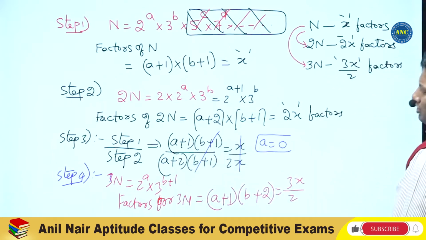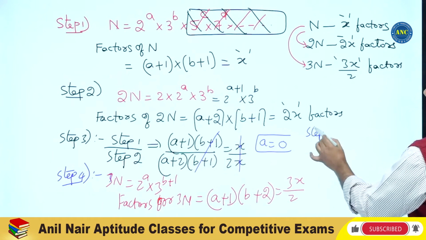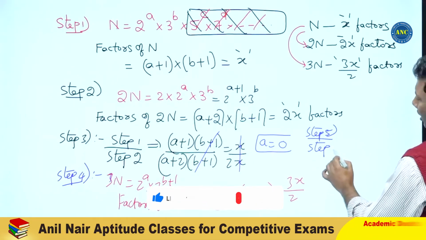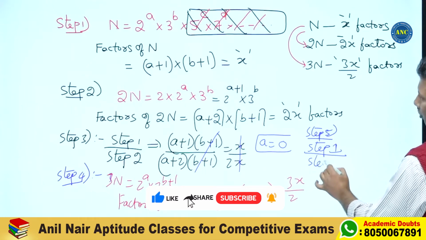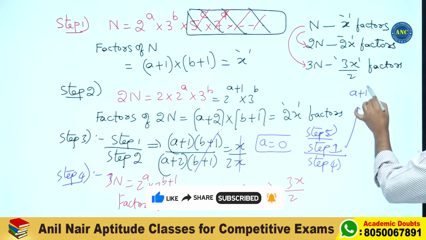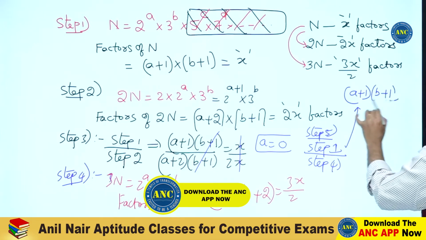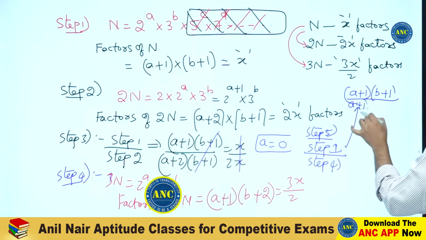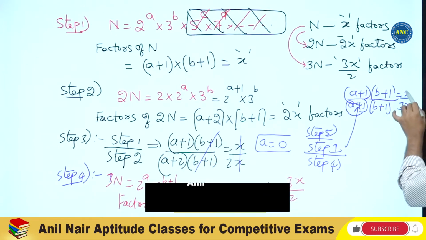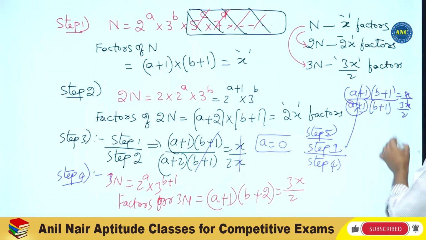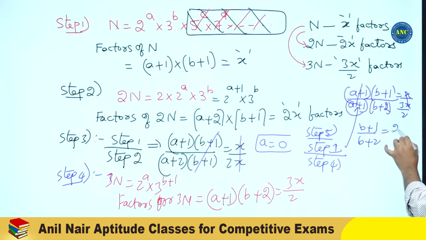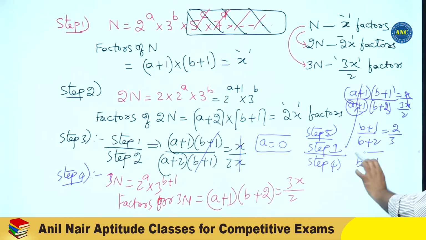Very, very good question, sir. Then step number 5: divide step number 1 by step number 4, same as what we did. We will get some other value. Step number 1 is a plus 1 into b plus 1. Step number 4 is a plus 1 into b plus 2, equivalent to x by 3x by 2. X cancels, giving 2 by 3. So b plus 1 by b plus 2 equals 2 by 3. By looking at this, b equals 1.